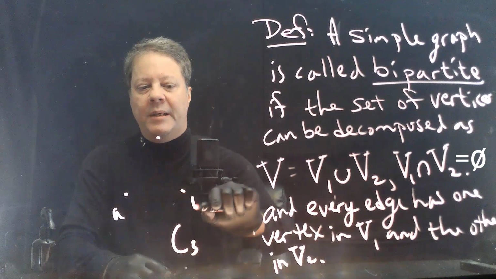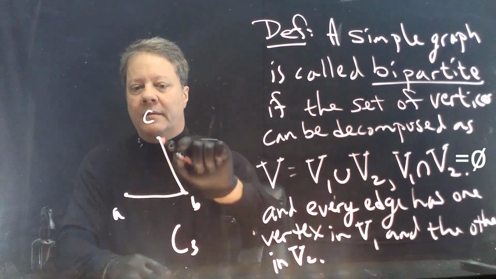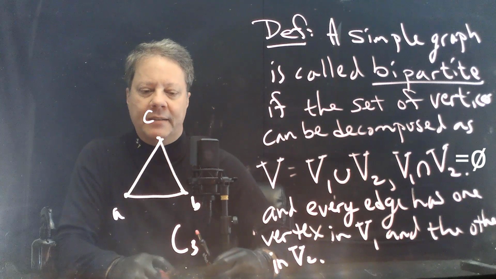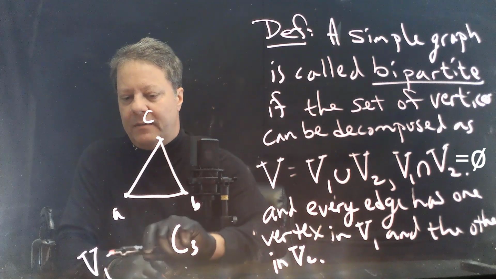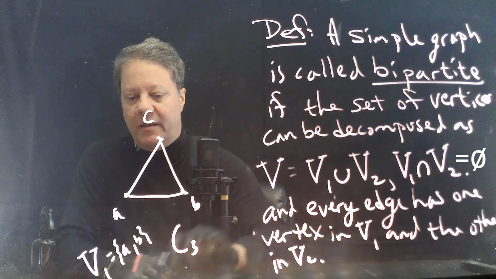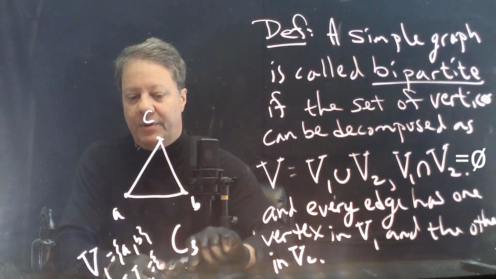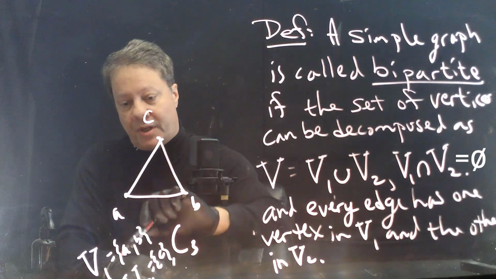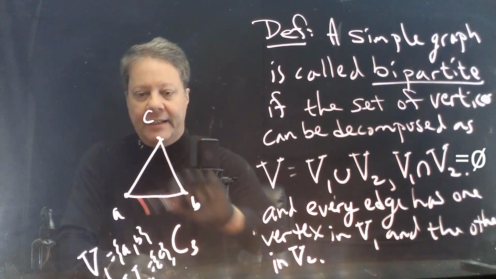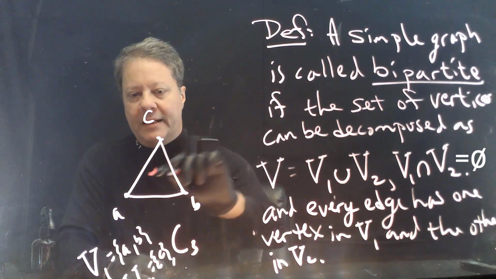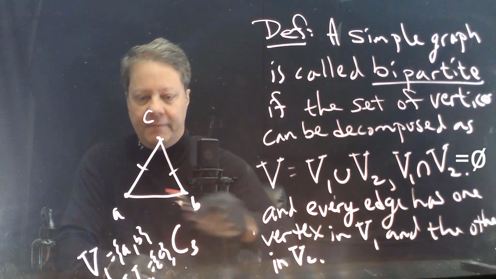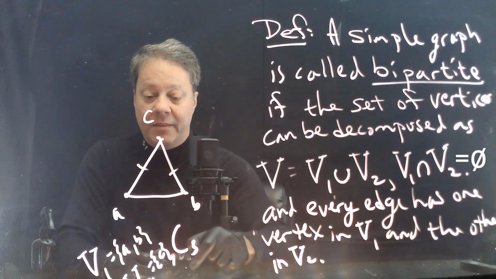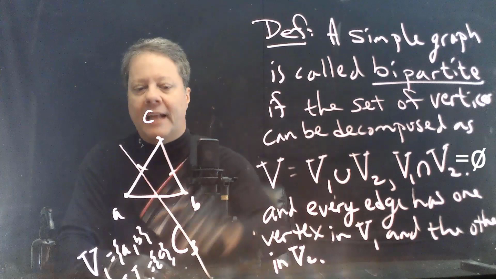You have A, B, and C. Every edge has to come from V1 and V2 if this is bipartite. So let's suppose we set V1 equal to, I don't know, A and B, and V2 equal to C. Does every edge have somewhere where you start at A, let's say, and end at C? You start at B and end at C, but we don't have the edge A to B, because you have to start with, say, A and end at B, with the B being in V2. So this is not bipartite.